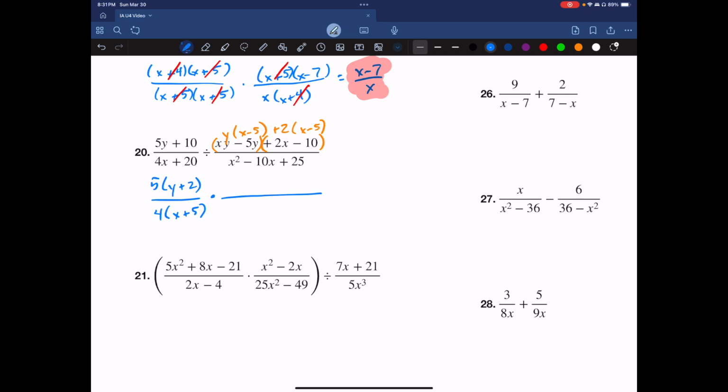So the next step will be my last step on that one. That's going to be x minus 5 and y plus 2. Remember that because it's division and I'm changing it to multiplication, that numerator is now going to come to the bottom. So that's going to be x minus 5 times 5 is 25 and adds to 10. So get rid of the plus 5, plus 2, minus 5, minus 5. And I'm left with 5 times x minus 5 on top, 4 times x plus 5 on the bottom.